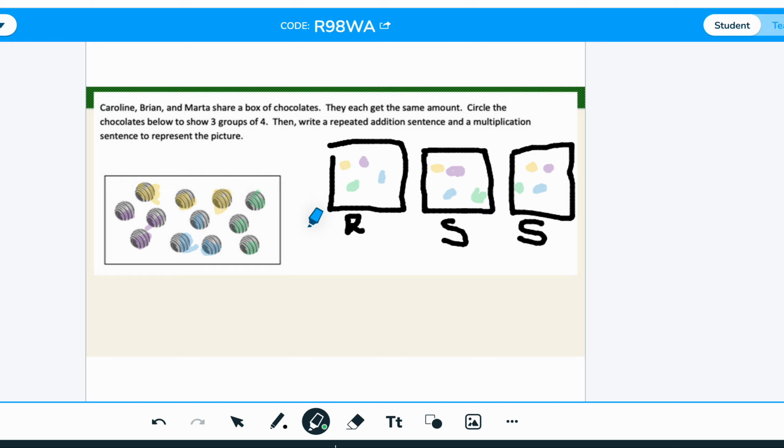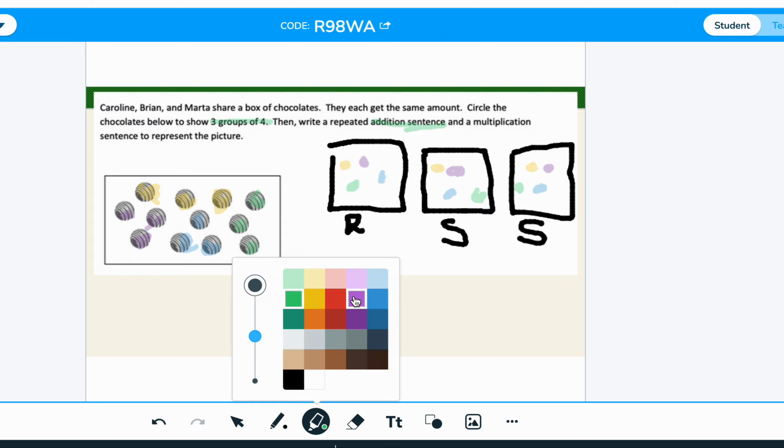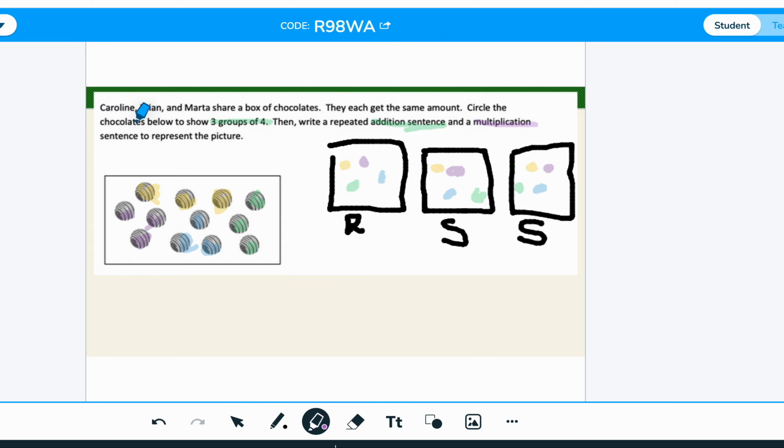Okay, so if I were to show this as a picture, I have 3 groups of the number 4. But now I need to write an addition sentence and I need to write a multiplication sentence for this one. Okay, so let's go ahead and try this.